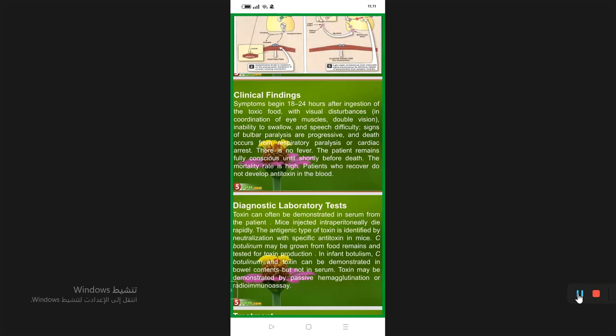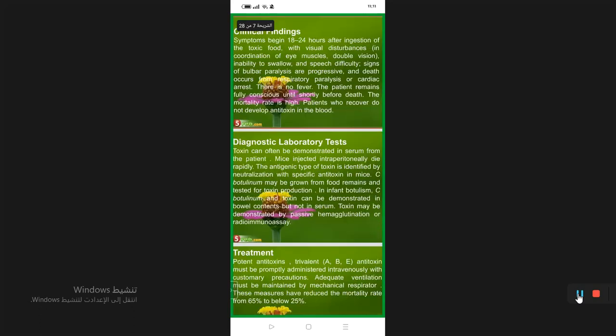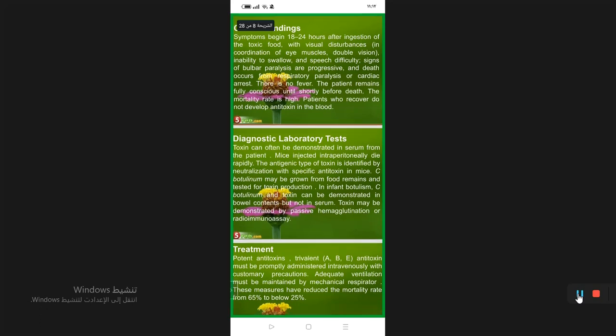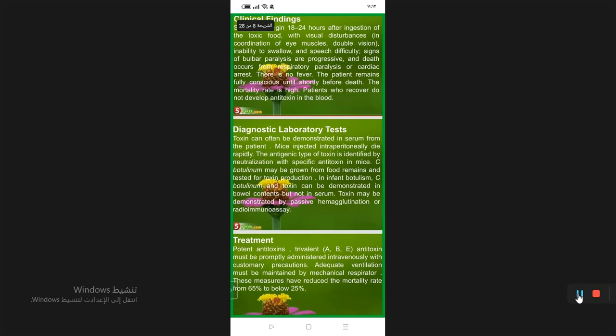Now, we study diagnostic laboratory tests. Toxin can often be demonstrated in serum from the patient. Mice injected intraperitoneally die rapidly. يعني هنا بهاي الحالة راح ناخذ الغذاء اللي توقعنا انه موجود فيه التوكسين ونحقنه مباشرة بالمايس. نلاحظ موت المايس بسرعة، هذا معناته انه التوكسين هو البوتولينيوم توكسين due to paralysis، الاعراض مال الباراليسيس راح تجي.